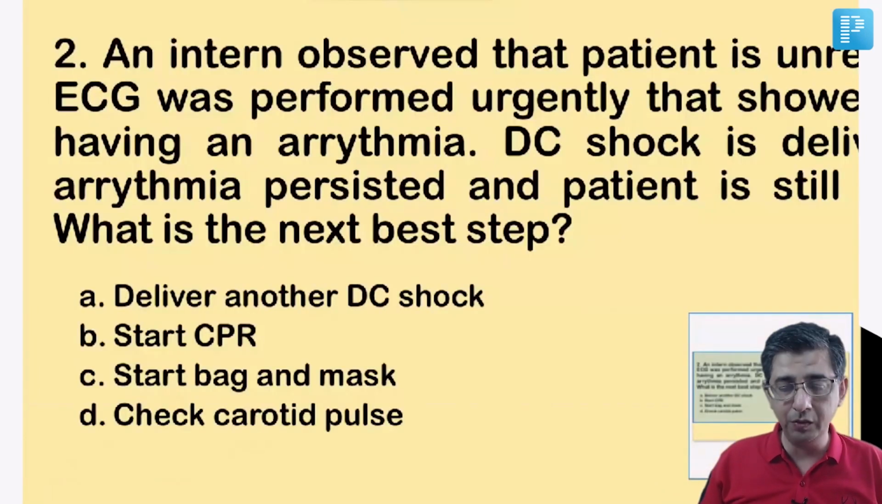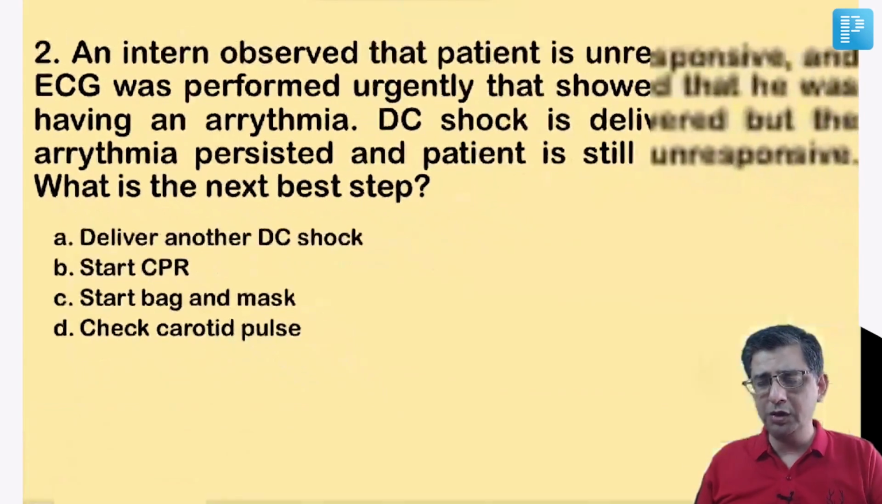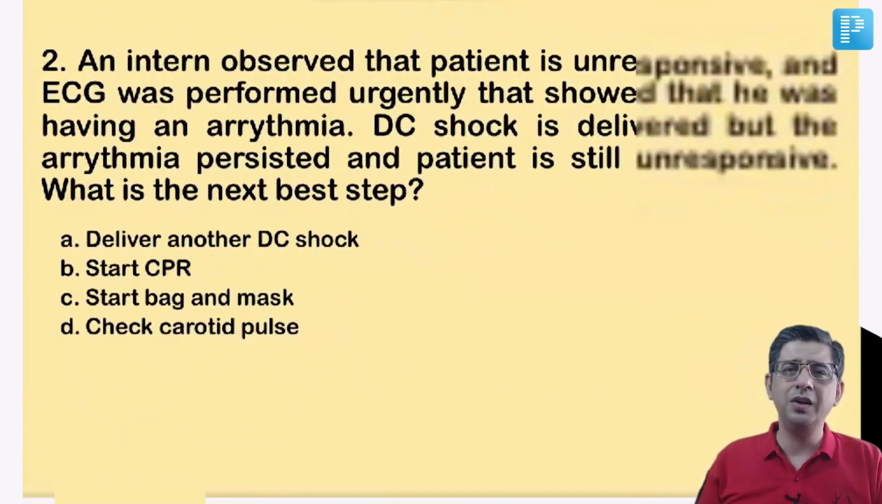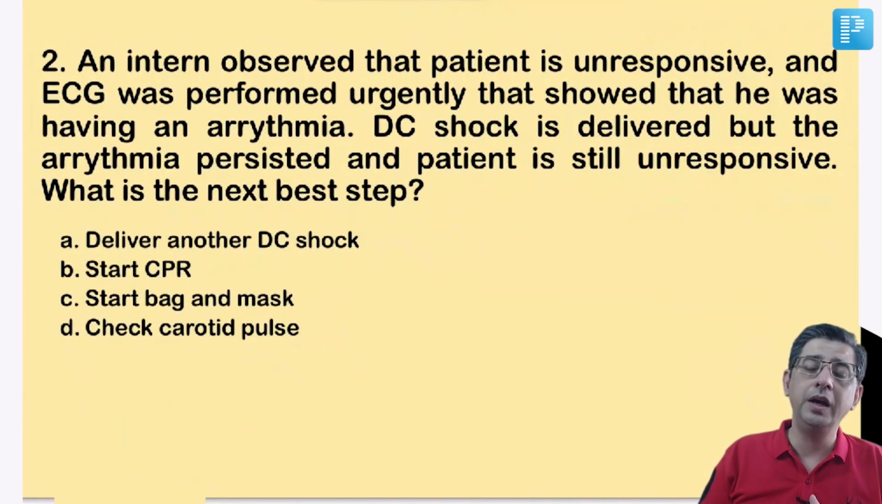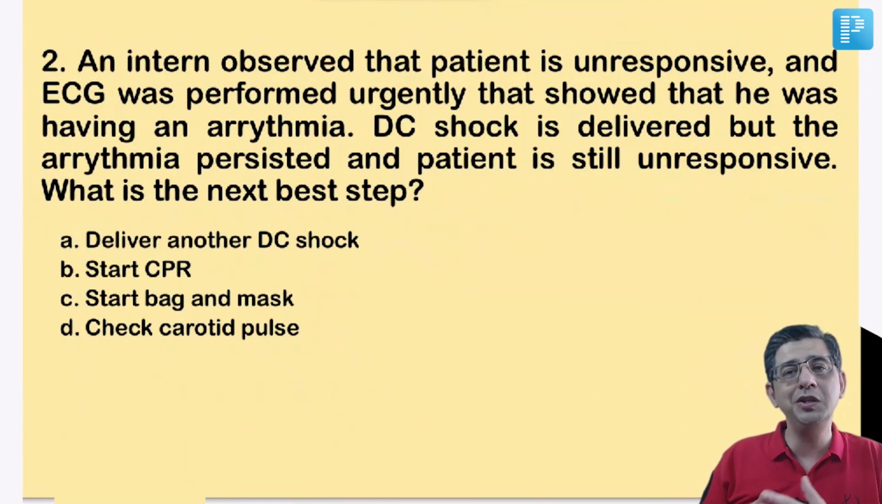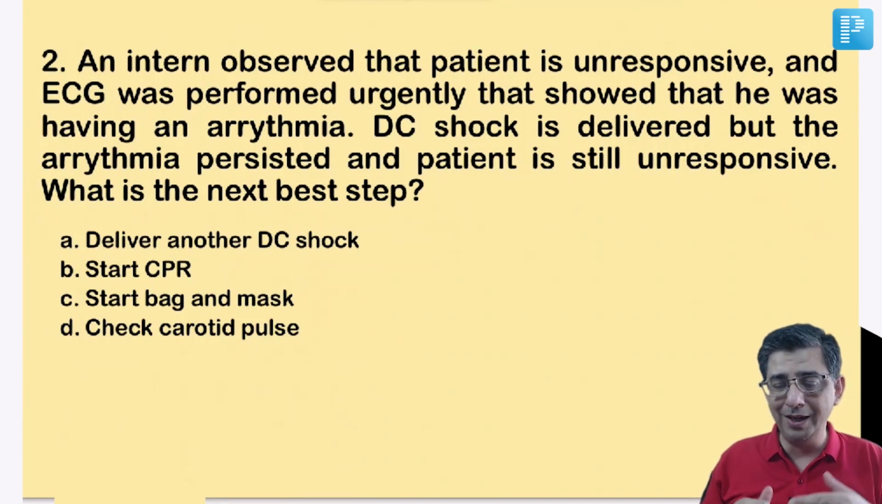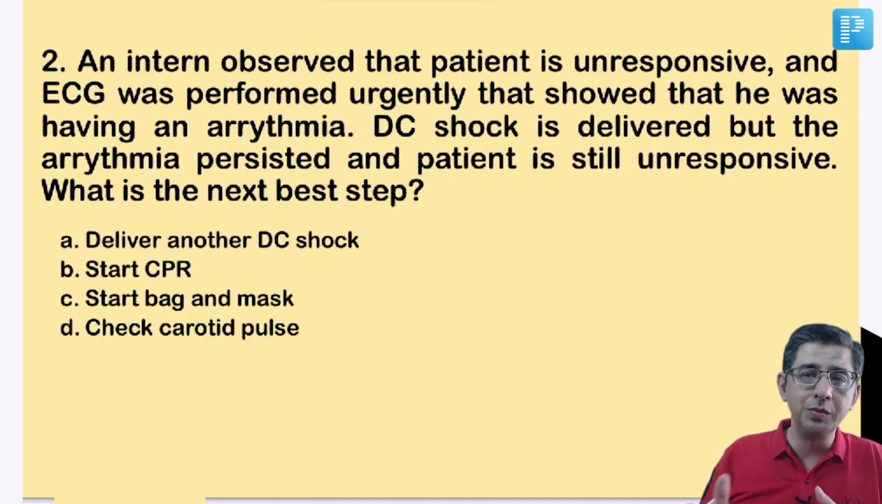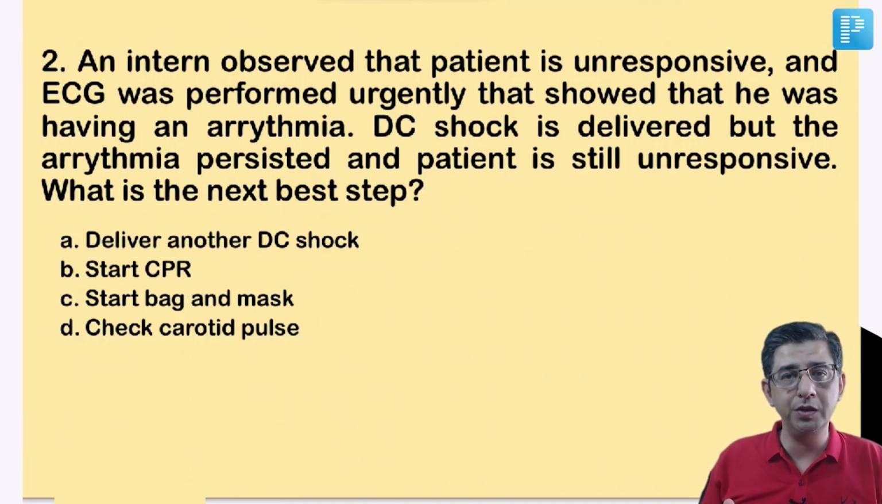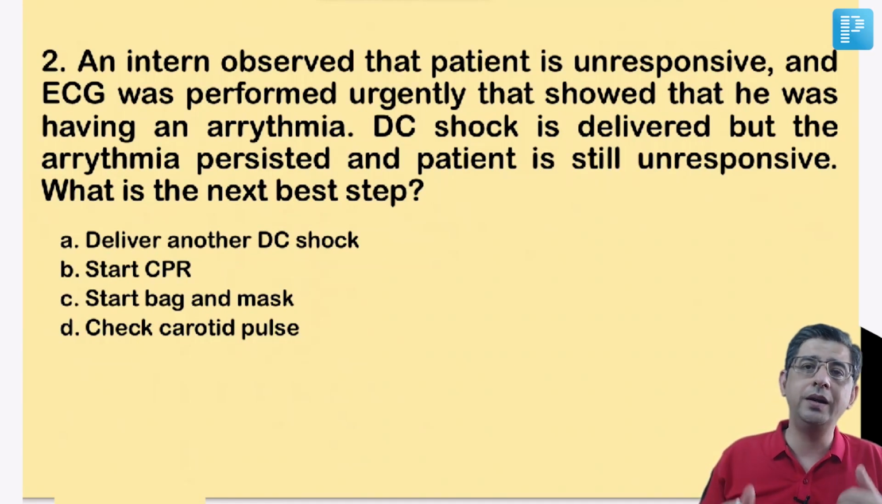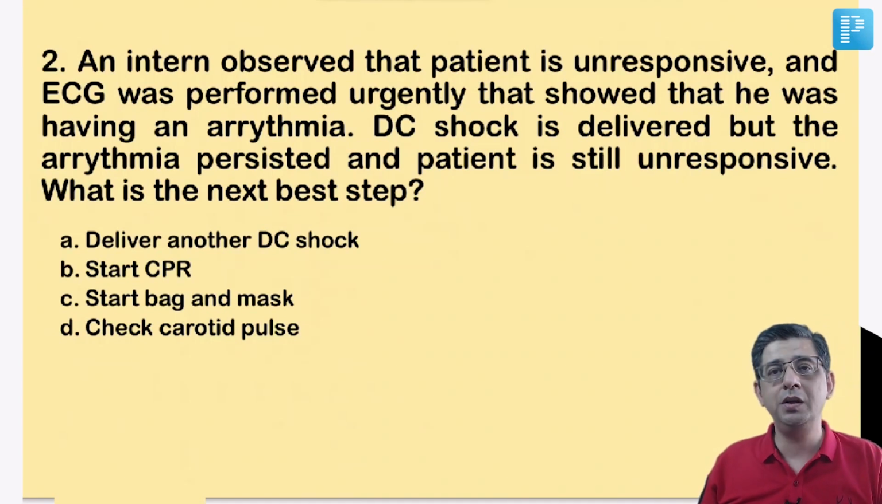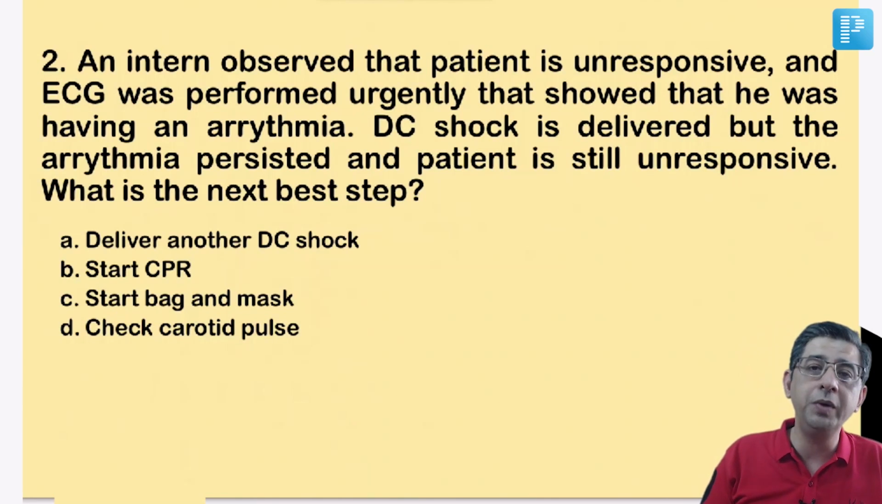Let's move on to the second question. This was more of a scenario which you will always encounter in your intensive care unit or in your CCU, the coronary care unit. You are the intern who has observed that the patient has become unresponsive. So you did the right thing by connecting the ECG leads to this patient, and once you hooked up the ECG leads, you found that the ECG was showing an arrhythmia.